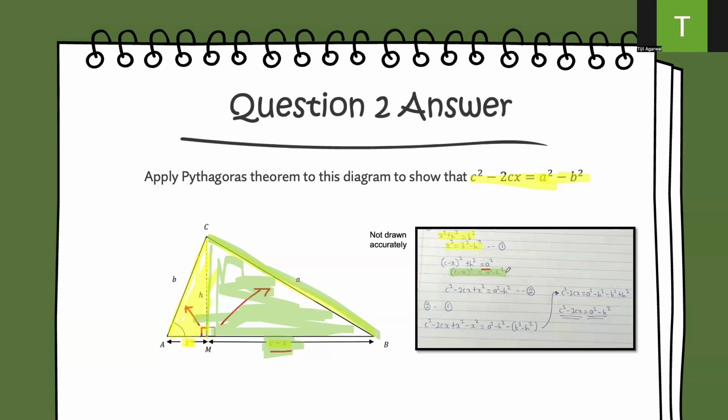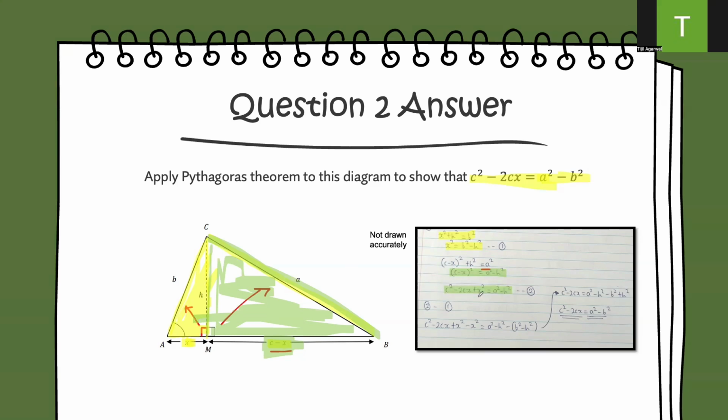Okay? Now, I'm going to expand this using our (a minus b) squared, so our distributive property. So we've got c squared minus 2cx plus x squared is equal to a squared minus h squared. So now we can see that this is looking similar to what we have here. What are the extra things that we have, or what are the things that we are missing? You can work out what we need to do.